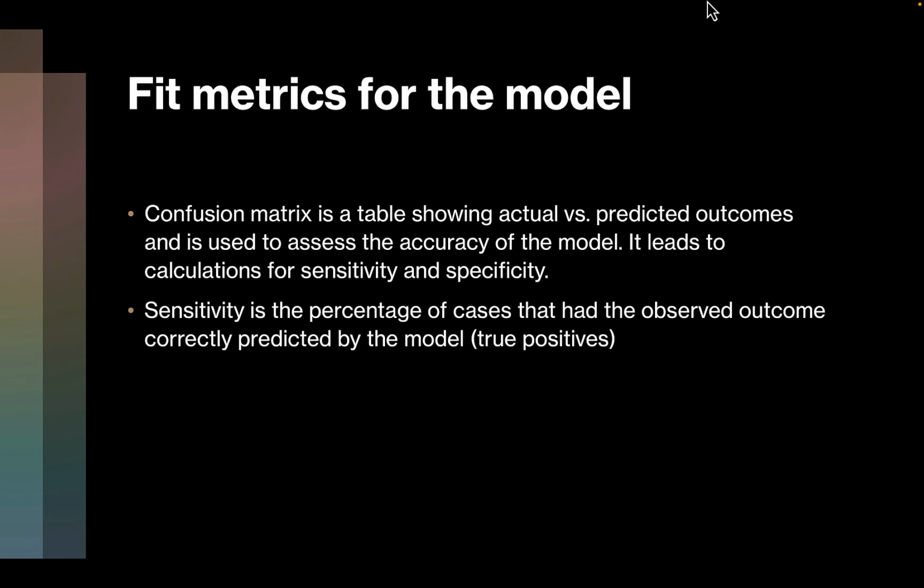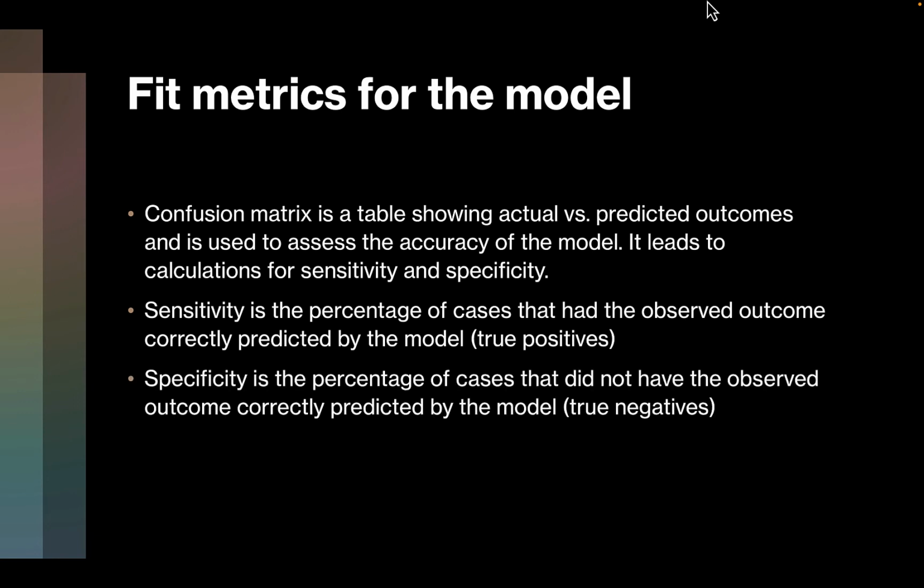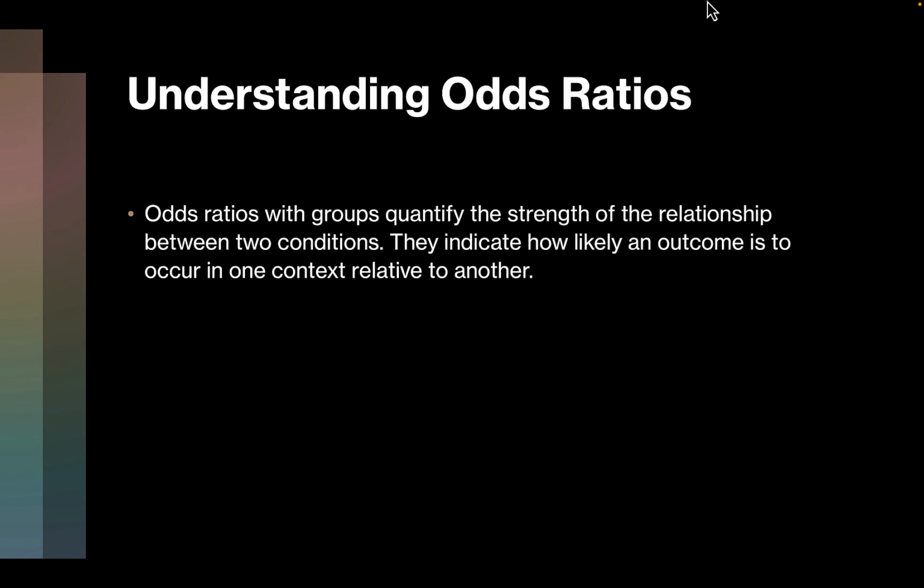Sensitivity is the percentage of cases that had the observed outcome correctly predicted by the model. So true positives. So if our outcome is yes, no, then it would be the percentage of cases that had yes correctly predicted by the model. Specificity is the opposite. It's the percentage of cases that did not have the observed outcome correctly predicted by the model. So these are true negatives. So this would be correctly predicting a 0 in our example.